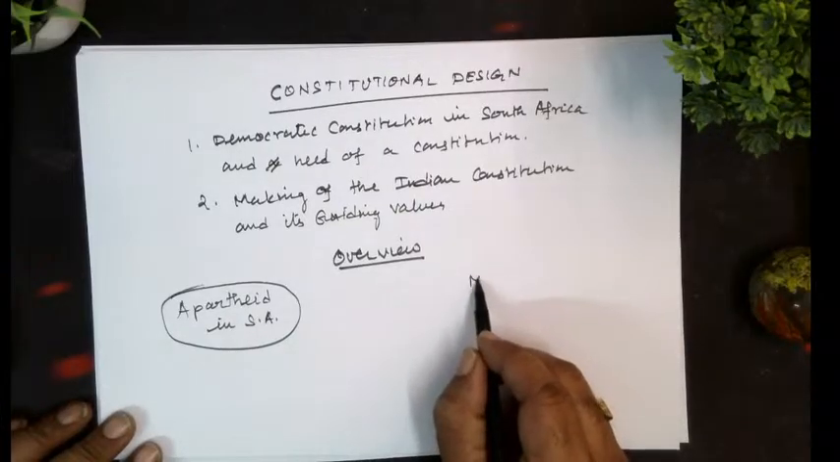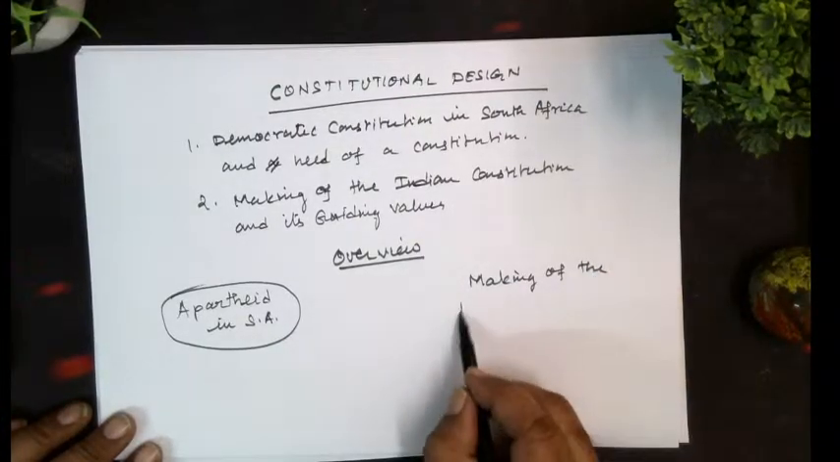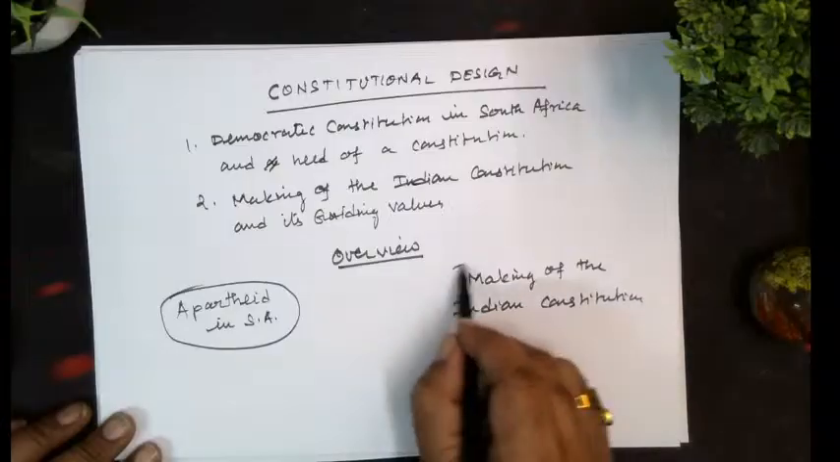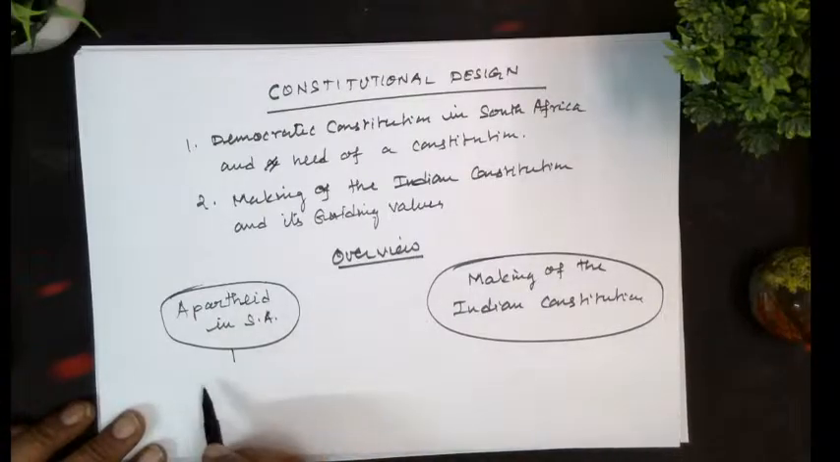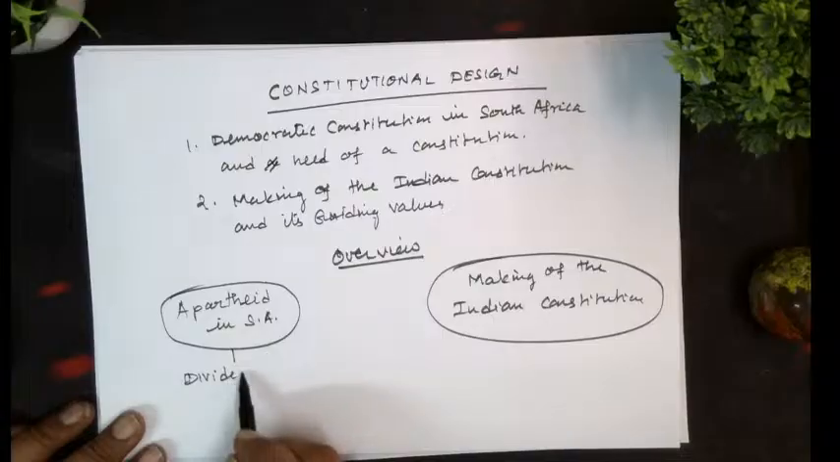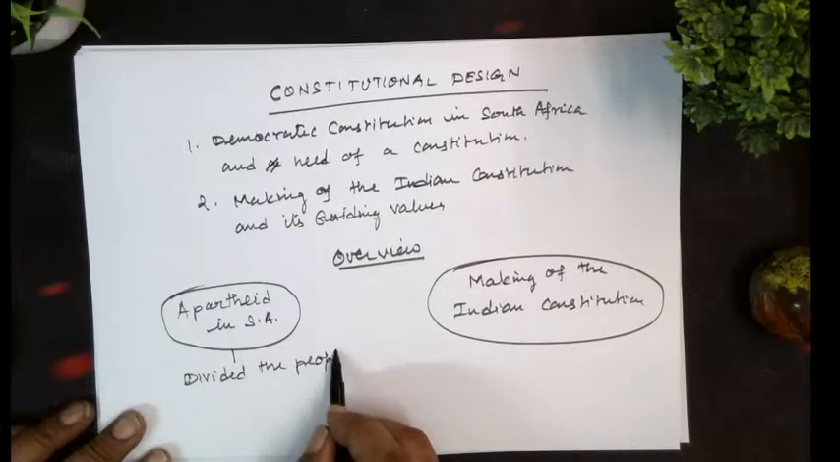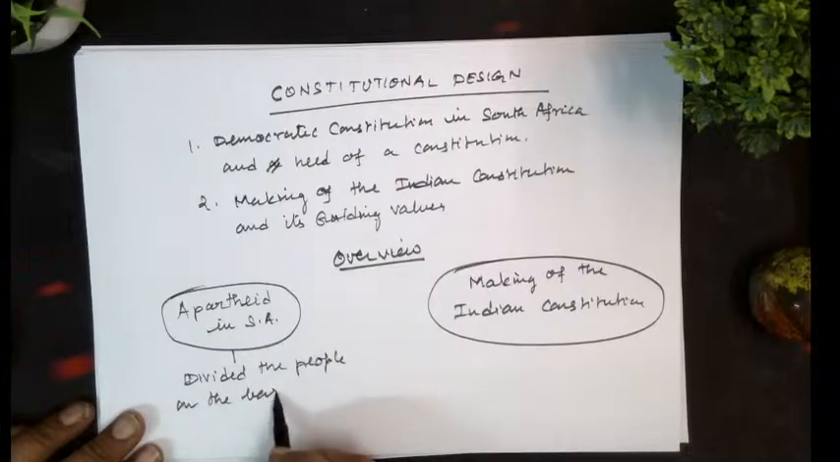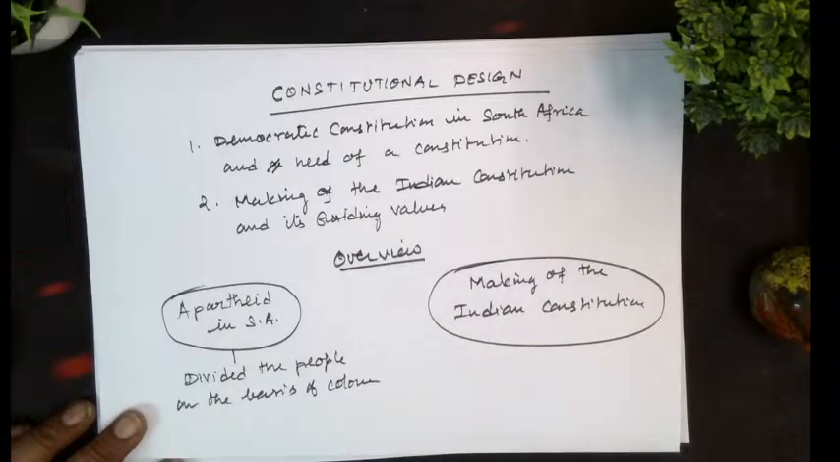Then making of the Indian Constitution. So this apartheid divided the people on the basis of the color, on the basis of color as blacks and whites. And they framed the Constitution.